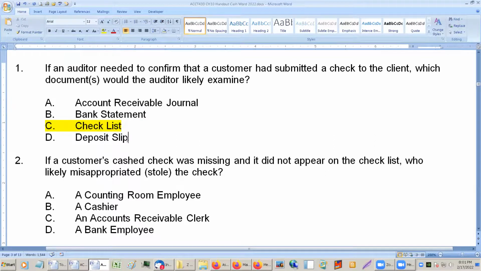The checklist or the deposit slip, and actually you probably look at both of those, because if it's missing on the deposit slip, that means that probably the cashier took it or misplaced it or whatever. But looking at the bank statement, you're not going to find anything. The problem with the accounts receivable journal is that if the check was lost before then, you might think that it was never sent in, where it may have been sent in. It just, for whatever reason, didn't show up on the list.